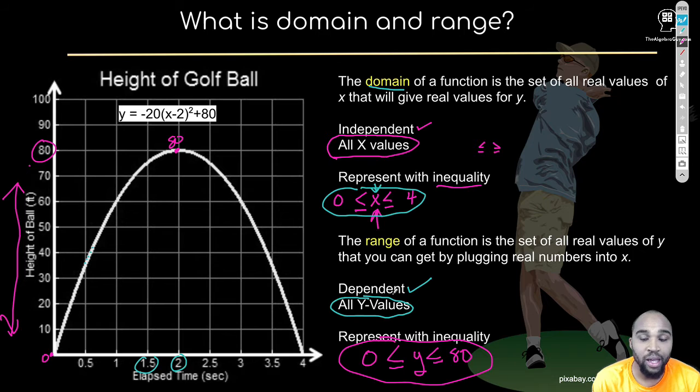So if you get that, you're solid, you're good. This is going to be a gimme for the test. If you don't get it, stay tuned. I want to do some more practice problems with you.